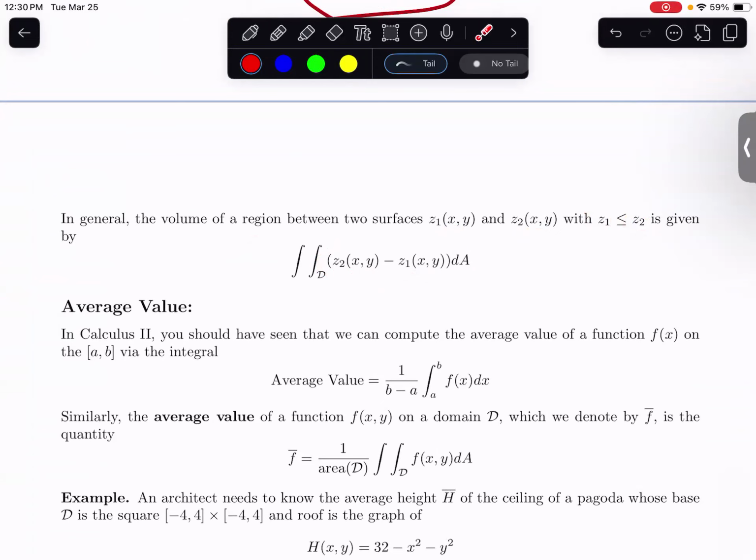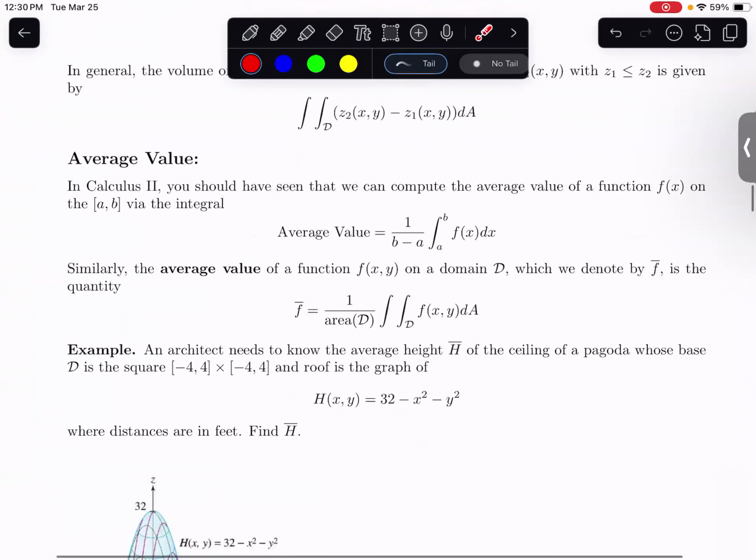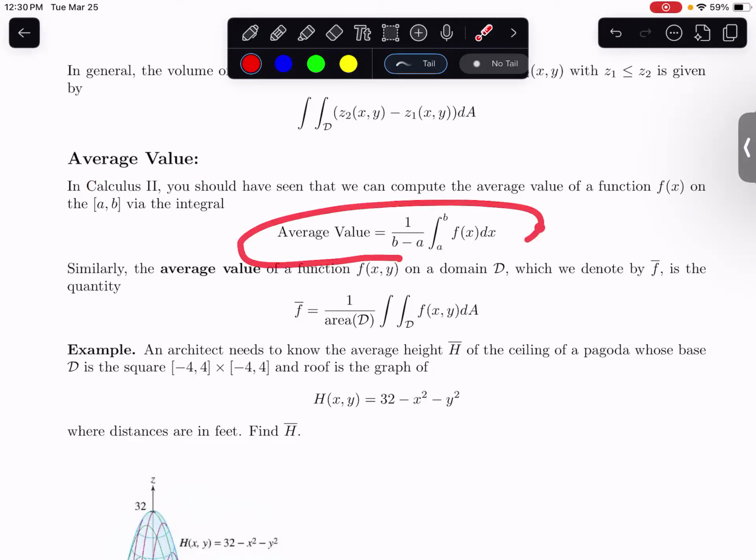Another application of integration we looked at in Calc 2 was finding the average value. We saw that it ended up being equal to the following formula. Similarly, you can find the average value of a multivariable function by using integration as well. So like this denominator of b minus a, if you go up in dimension, instead of looking at an interval, you're now looking at a square. So instead of looking at the length of an interval, you're now looking at the area of your square.